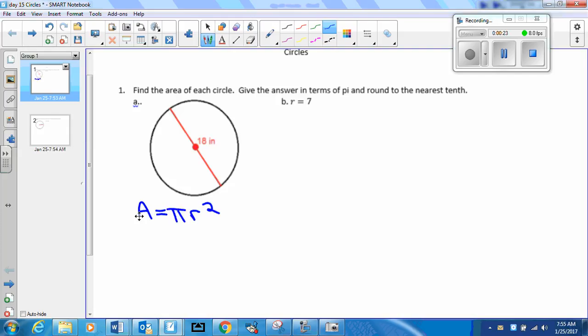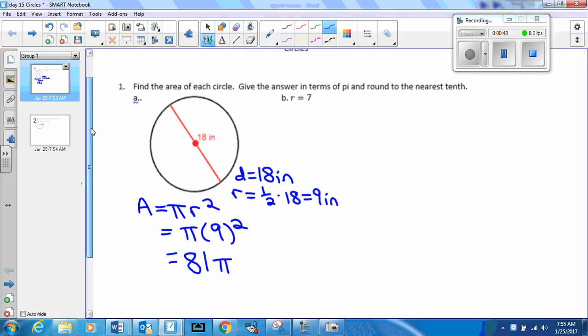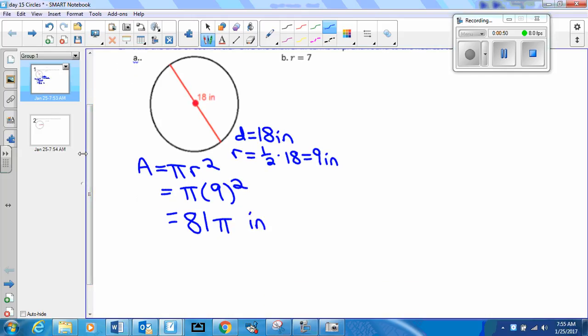In this case, they don't give us the radius, they give us the diameter of the circle is 18 inches. So our first step is to find the radius by multiplying the diameter by a half. So the radius is 9 inches. Now we can use our formula. It's pi times 9 squared. 9 squared is 9 times 9. So our exact answer is 81 pi, and our label would be inches squared.